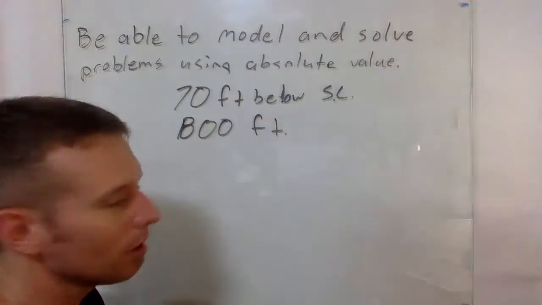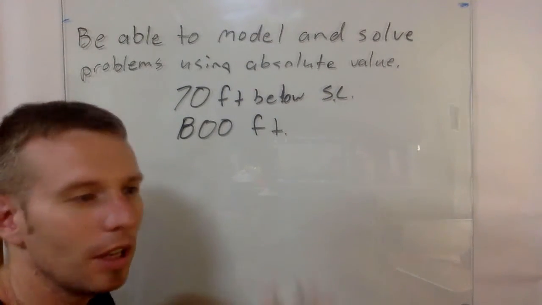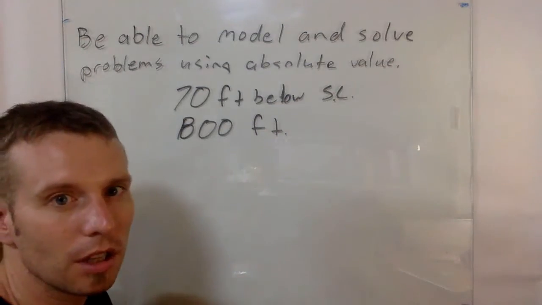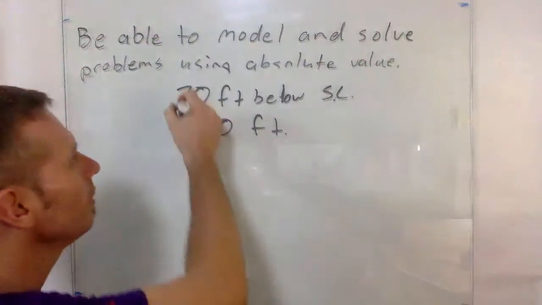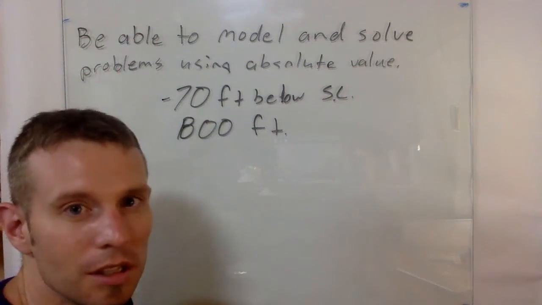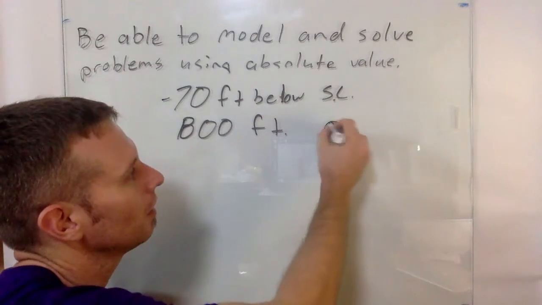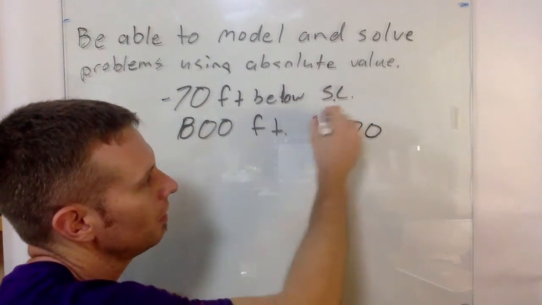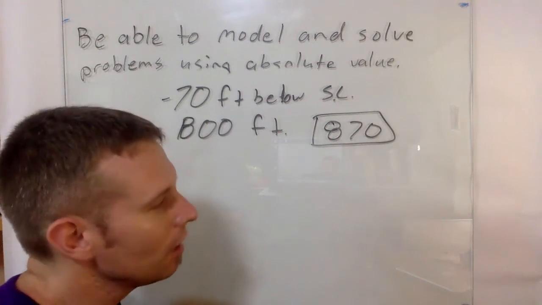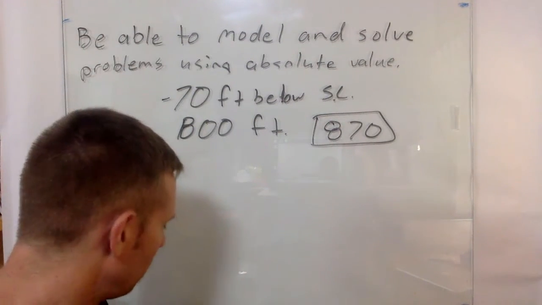So again, you can see, similar to that problem, you'd have the 800 above sea level, 70 below sea level. You take the absolute value of that. Even if you were to make that 70 below sea level and designate it with a negative, I think we can see that's 870 feet change in elevation.